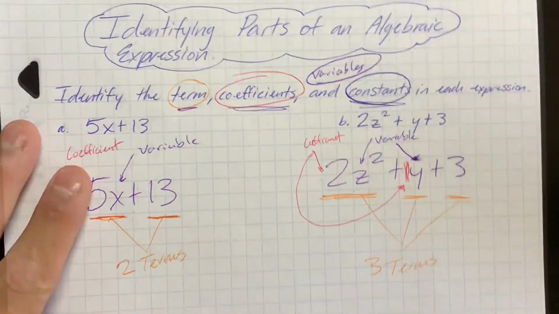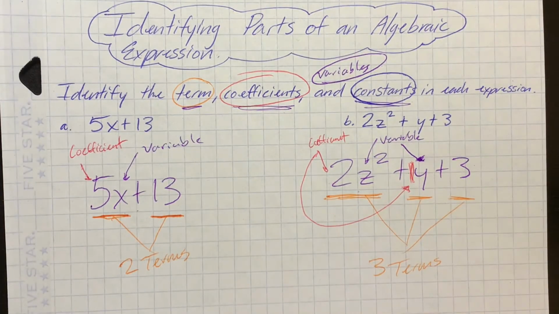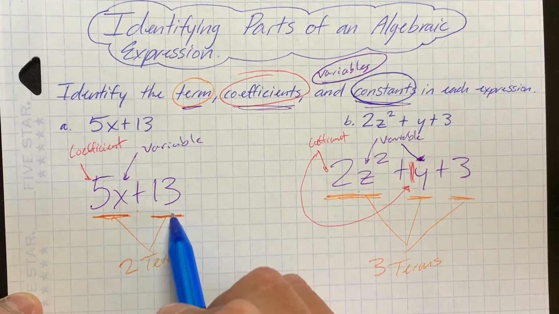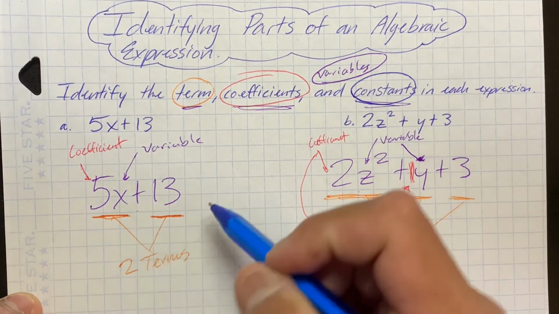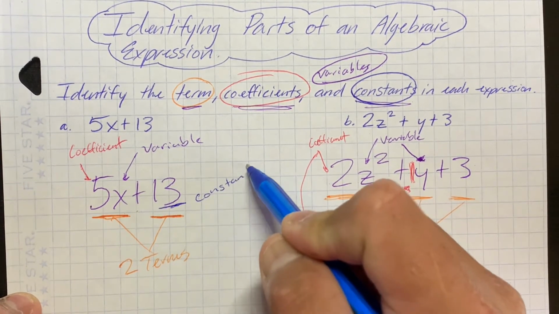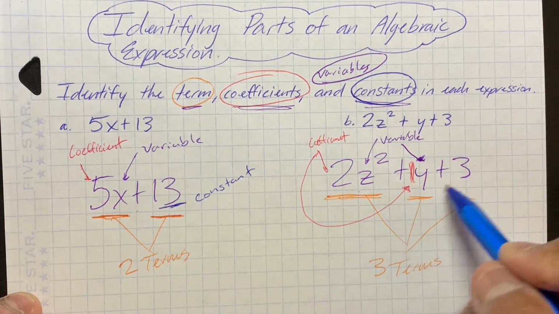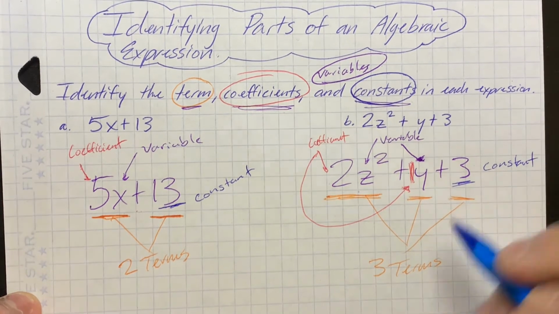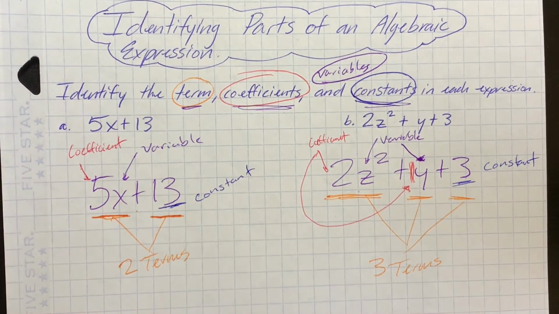And the last thing that we're going to look for are constants. Now, constants I circled in blue. Constants are also a term, but they don't have a coefficient because there are no variables. It's just a number by itself. So in this case, the term 13, again separated by the addition symbol, would be a constant. Same thing on the other side: you have 3 by itself, and this is also a constant. All right, so take a good look at that.